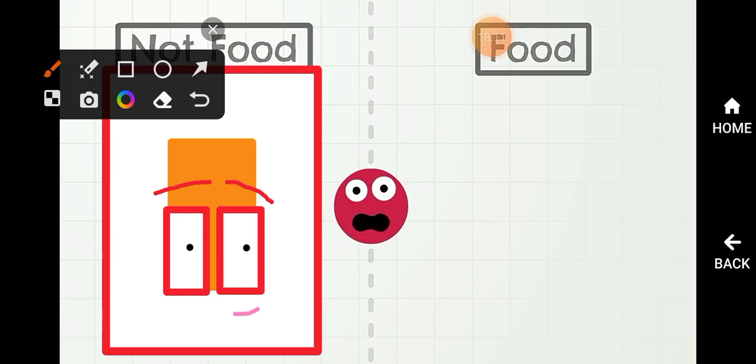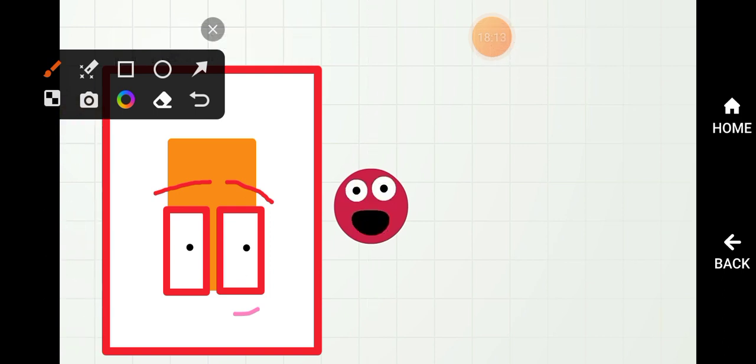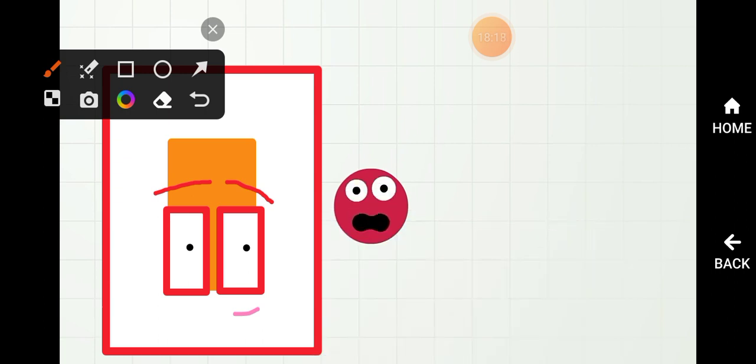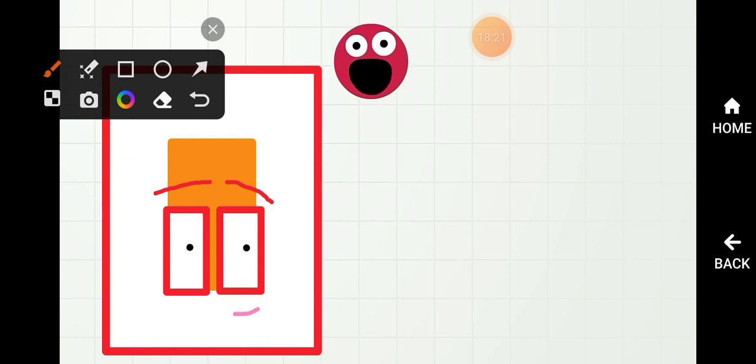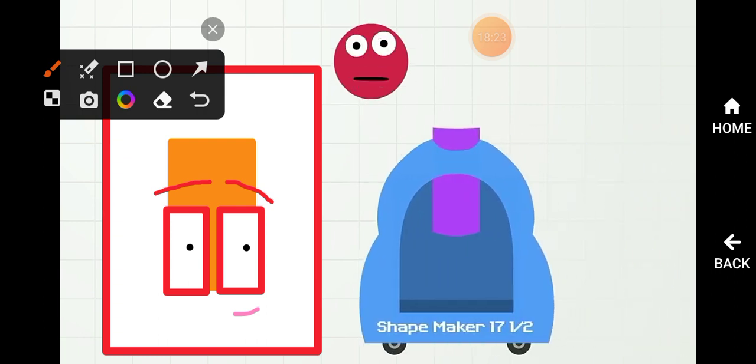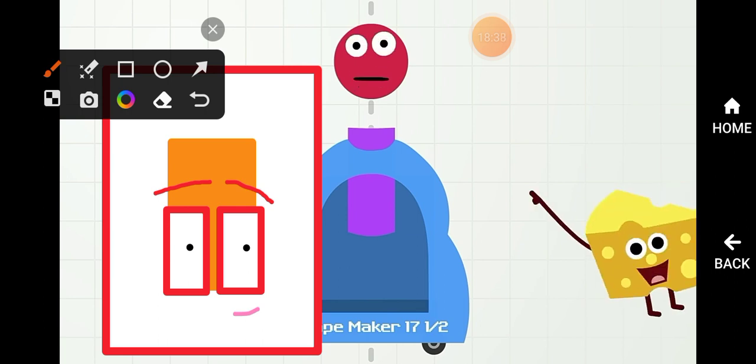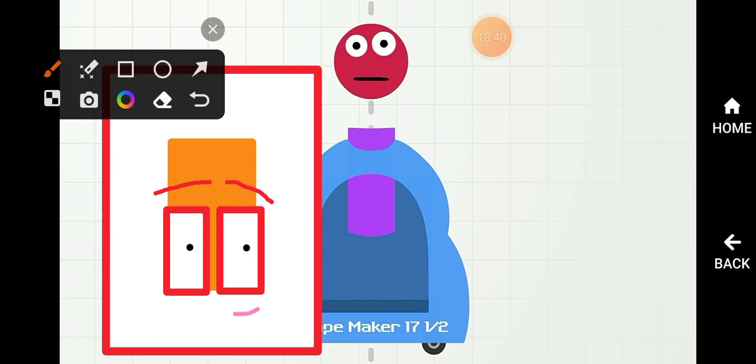But first, let's have a break and take a refreshing dip in the pool. Okay, that's enough. Let me introduce you to my new machine called the ShapeMaker 17 and 1/2. The ShapeMaker 17 and 1/2 will make some shapes for us, but I need you to help me sort them. You can tell me which side, the right side or the left side, the shape should go according to an attribute. Attribute! And the first attribute is color.